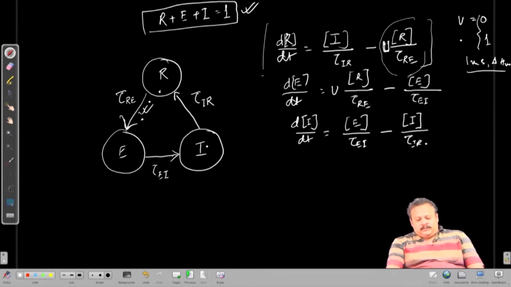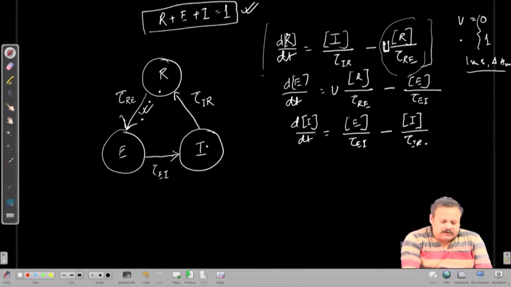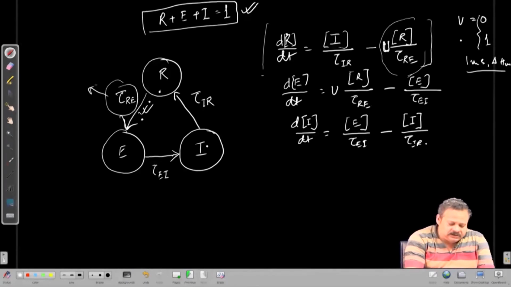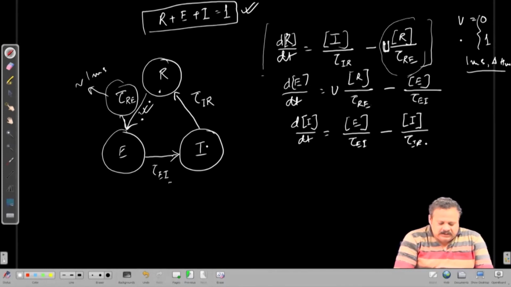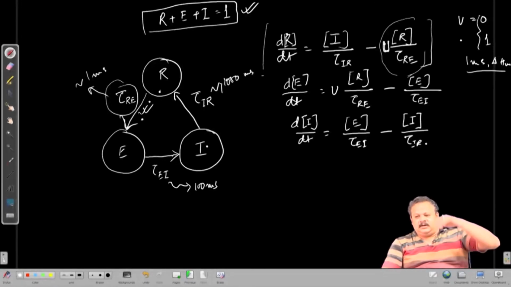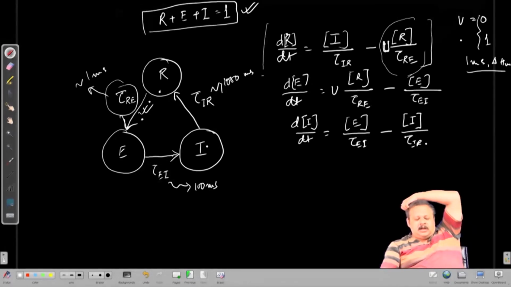So, now with this model, if the tau R E is of the order of 1 millisecond, this practically is of the order of 100 milliseconds, and this of the order of 1000 or greater than 1000 milliseconds, that is more than a second, in multiple seconds, that is the time constant.